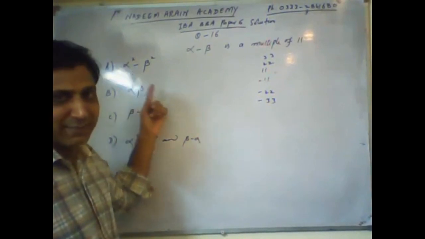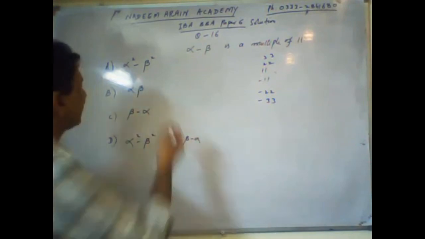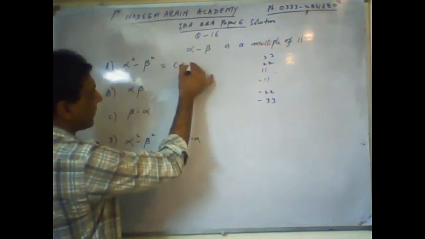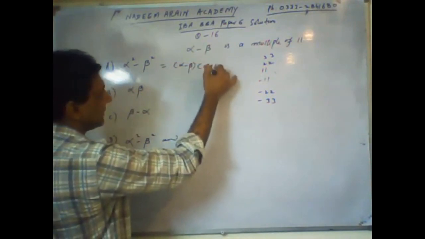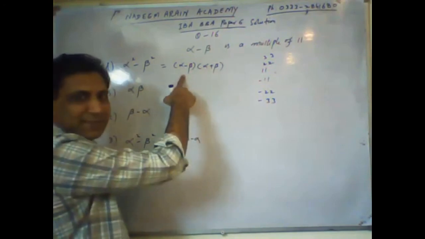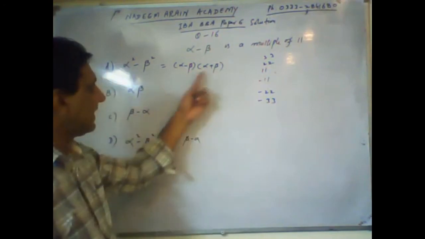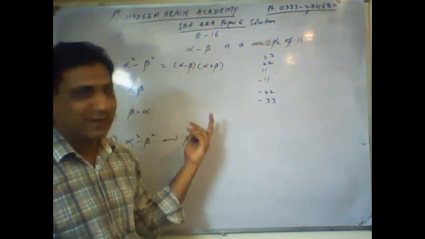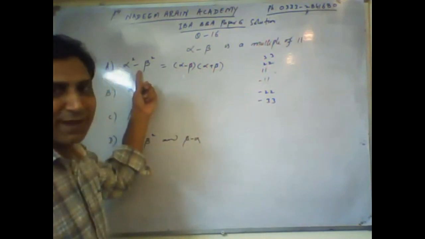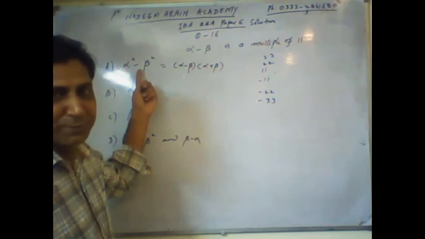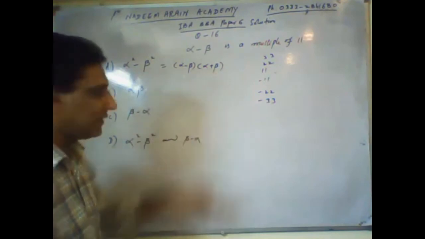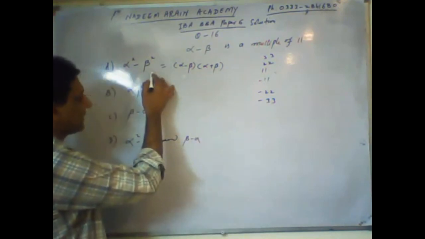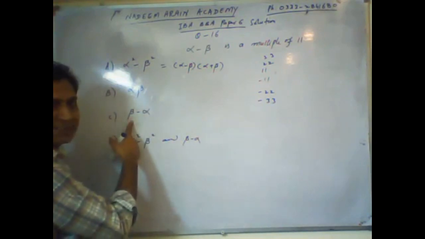What is this? This is (a minus b)(a plus b) equals a squared minus b squared. So if you break it, alpha minus beta, alpha plus beta. Alpha minus beta is here, so if you multiply any number with alpha minus beta, that will also be a multiple of alpha minus beta. So this is also a multiple of 11. So we have two options that satisfy our condition: A, alpha squared minus beta squared, and C, beta minus alpha.